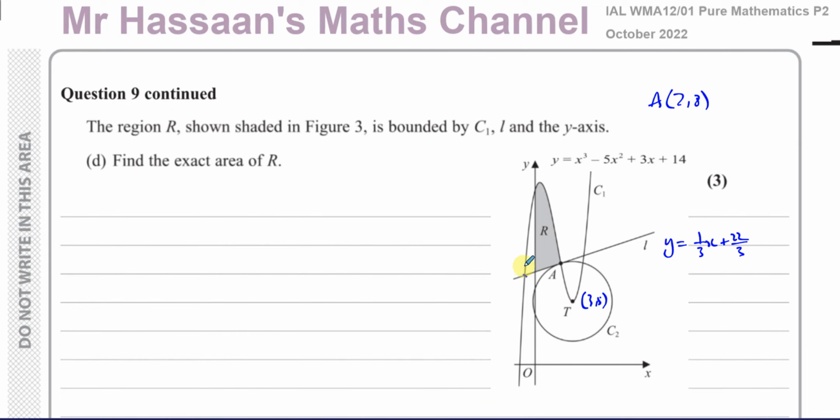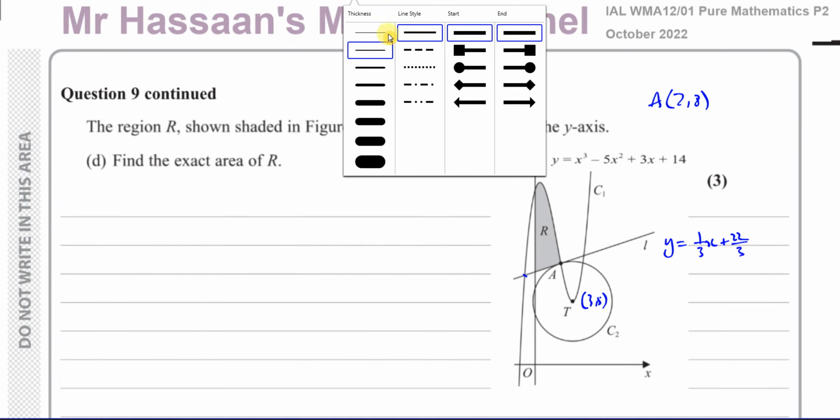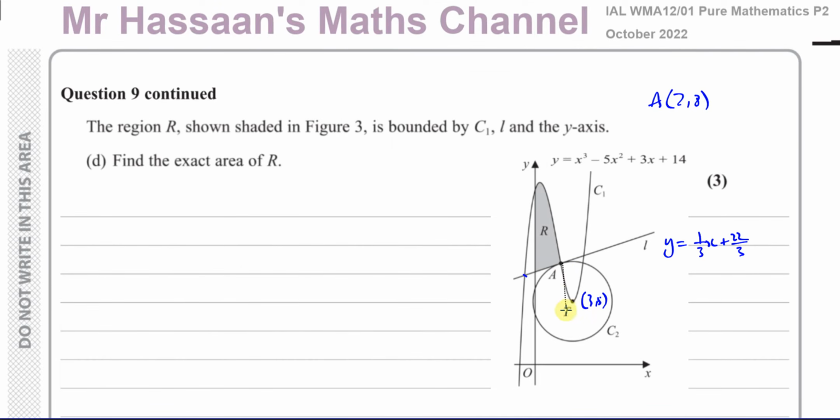So the easiest thing I think to do is this: we already know the x coordinate of A is 2. So I'll just put a little line here. I think this is a sensible thing to do. We know the x coordinate of A is 2.